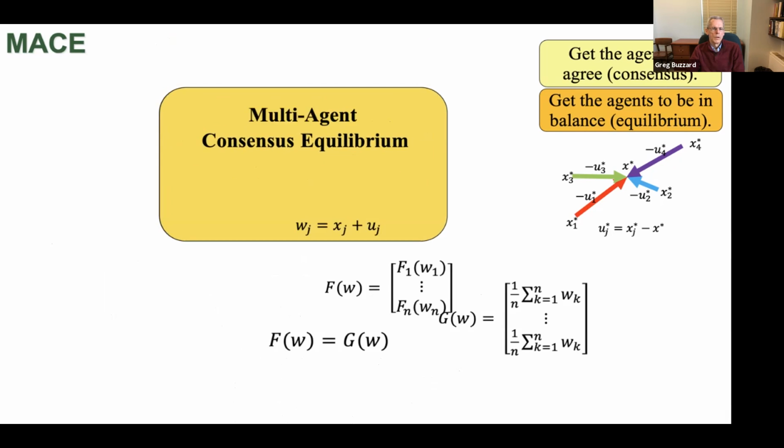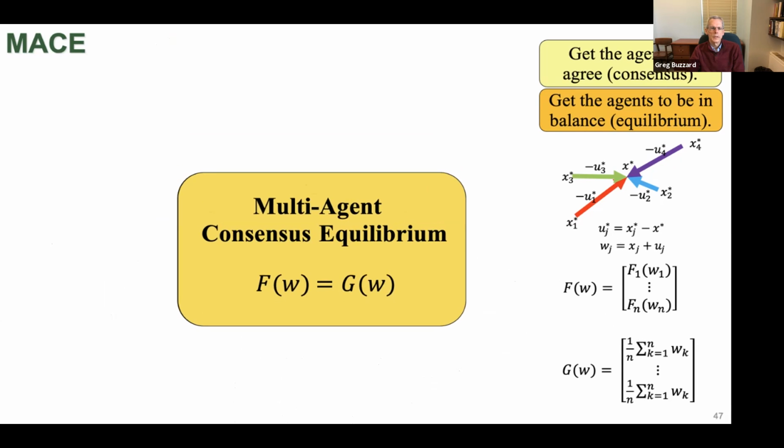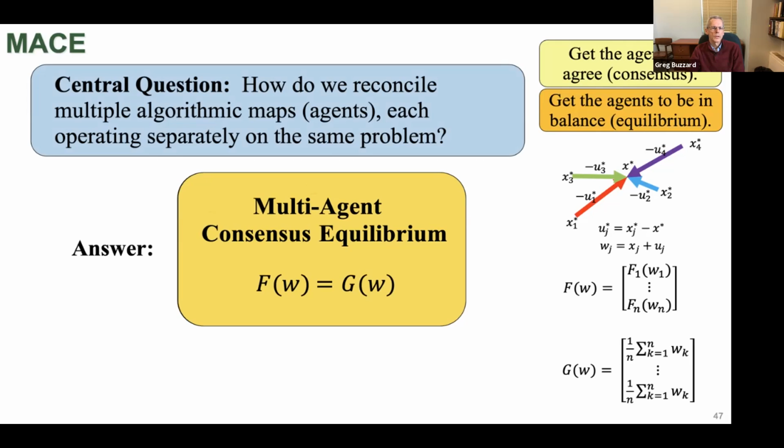So that's our idea of multi-agent consensus equilibrium. So here we started with this idea of just kind of abstractly getting agents to agree, the consensus, getting them to be in balance. And that led us to this nice formulation in terms of these stacked operators and this averaging operator. Okay, so back to our central question, how do we reconcile these multiple algorithmic maps, each operating separately on the same problem? And so this is a simple way of encapsulating the answer to that problem.